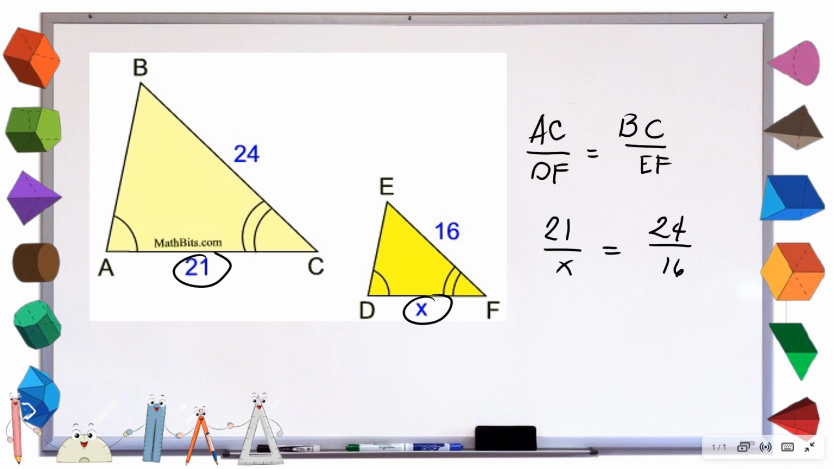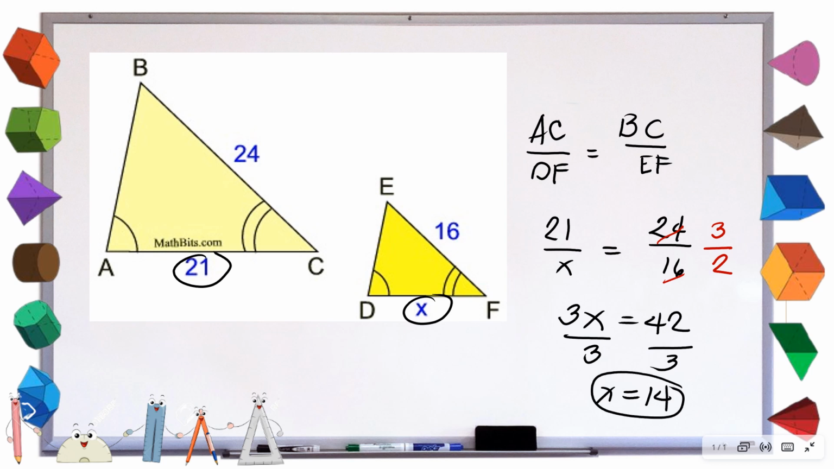So we can get the lowest term, so we could have an easier cross multiplication. So 24 and 16 are divisible by 8, so we can get its lowest term as 3 over 2. Then cross multiply, we're going to have x times 3, that is 3x, and 21 times 2, that is 42. Dividing both sides by 3, the value of x here is equal to 14.